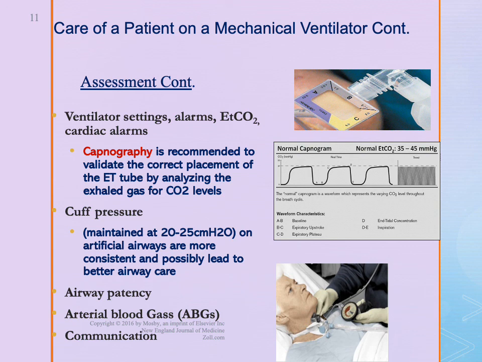Ventilator settings would also need to be assessed to make sure that the ventilator is set appropriately. Ventilator alarms would need to be assessed to make sure that they are actually on, as well as the cardiac alarms. End-tidal CO2, which is the amount of carbon dioxide in expired air, needs to be assessed. Normal values are 5 to 6%, which are equivalent to 35 to 45 millimeters of mercury. It is measured by capnography.